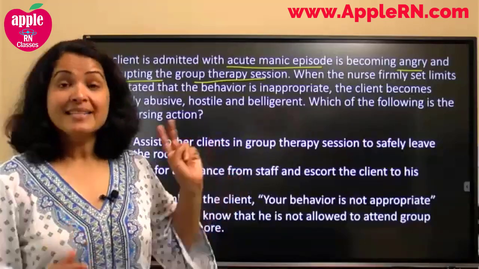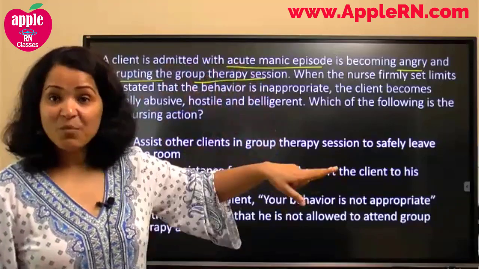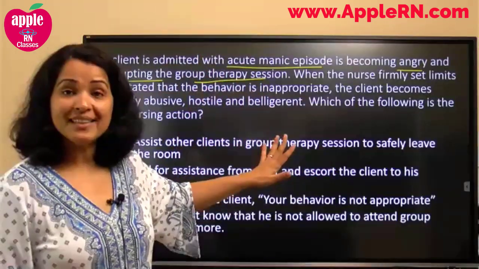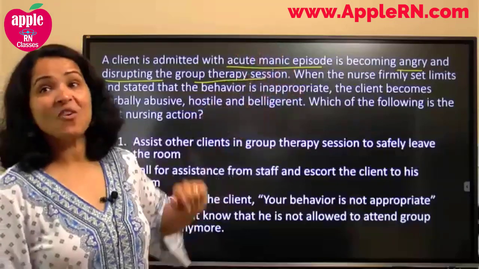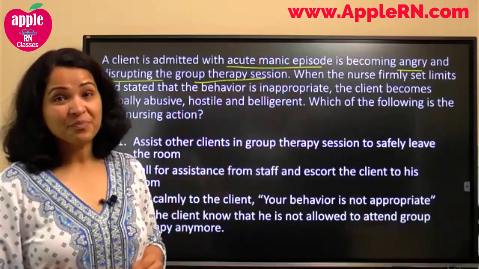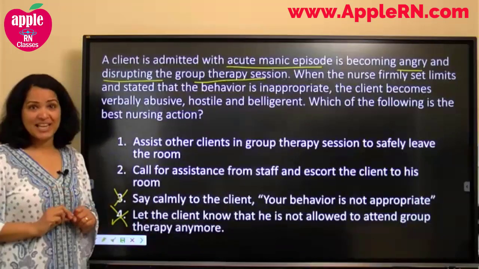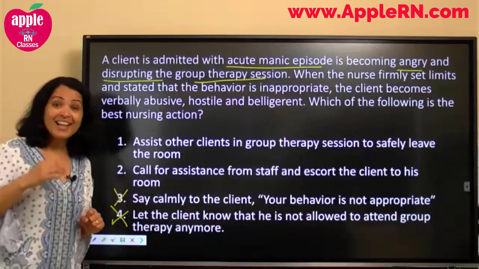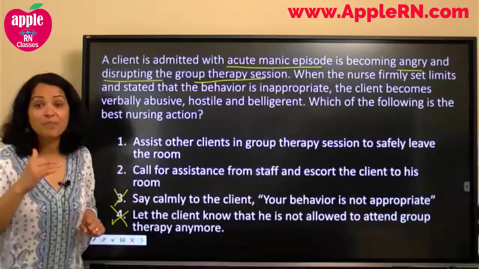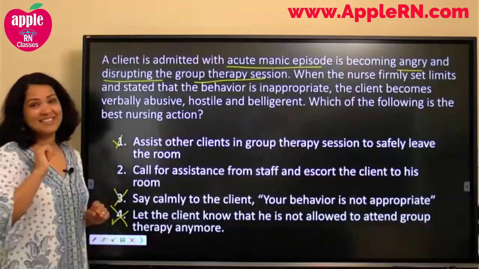That's one part. Second, we cannot leave the patient and think about other clients at this moment because our focus is on the patient, right? The patient is having trouble. So 1 is not the best nursing action. We might do it later, but not the best at this moment, right? And because of that, I'm going to take that off.